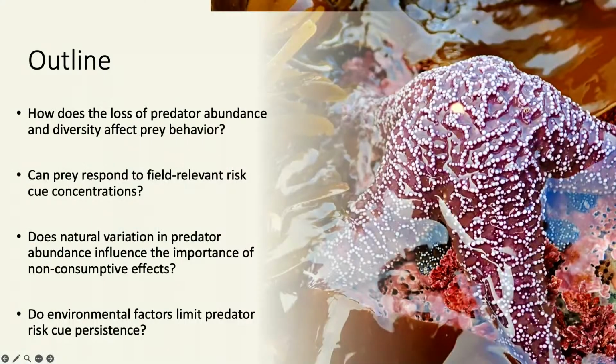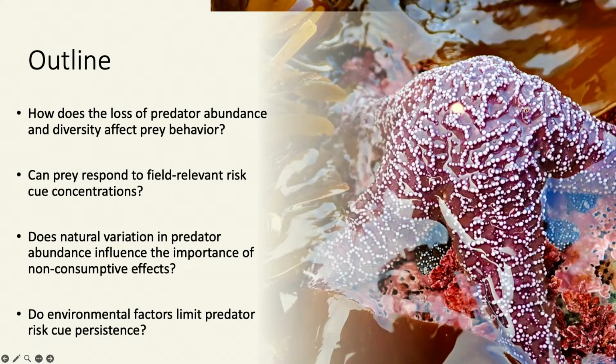I just want to outline some of the questions we'll be addressing in the talk. We'll start out talking about how the loss of predator abundance and diversity affects prey behavior, and then whether or not prey can respond to field-relevant risk cue concentrations, and I'll explain what that means a bit later. And then, does natural variation in predator abundance influence the importance of these non-consumptive effects, which we'll define shortly? And then, how do environmental factors limit predator risk cue persistence and prey's ability to respond to those important cues?